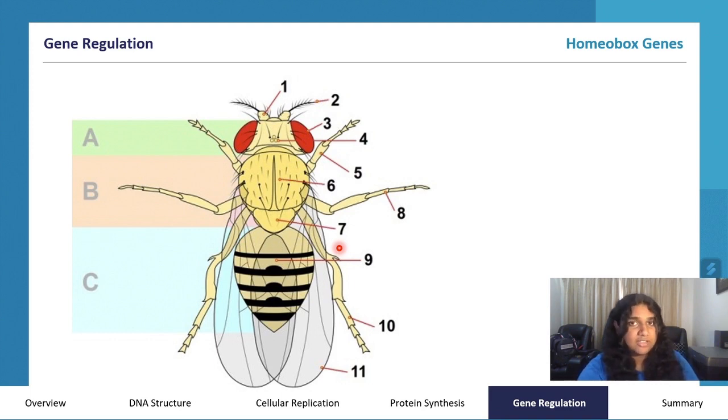If the gene is correctly expressed here, we get a normal looking fly with 3 sets of legs coming out of the thorax.